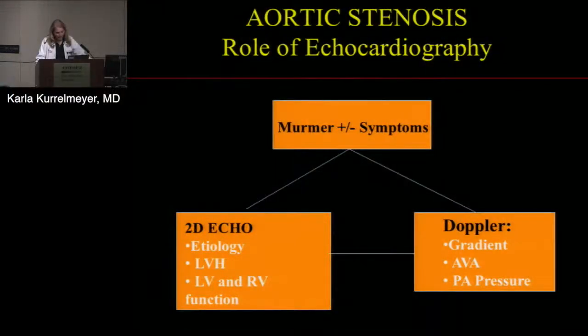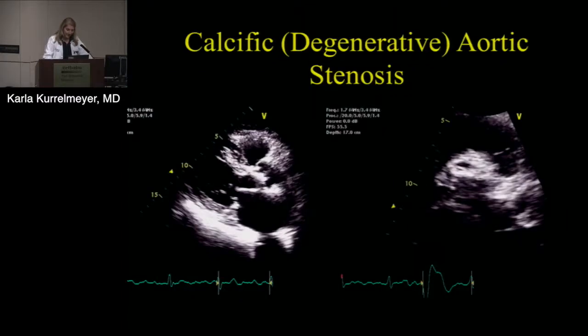The 2D pictures help you determine the etiology and whether or not there are any downstream effects such as left ventricular hypertrophy or LV or RV failure. The Doppler, of course, is going to help you determine the severity of the aortic stenosis by looking at both the gradient and calculating the aortic valve area, and looking at downstream effects such as pulmonary hypertension.